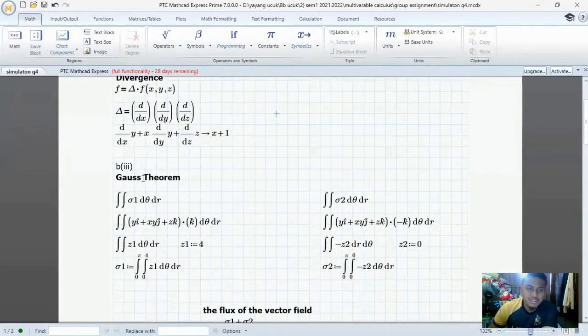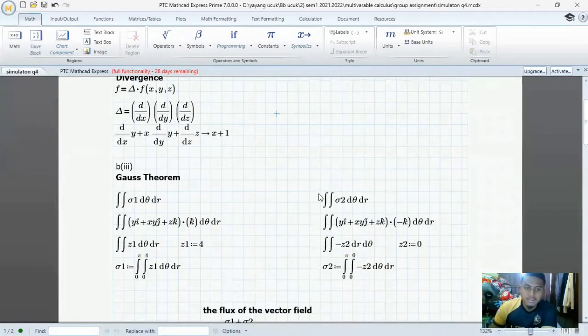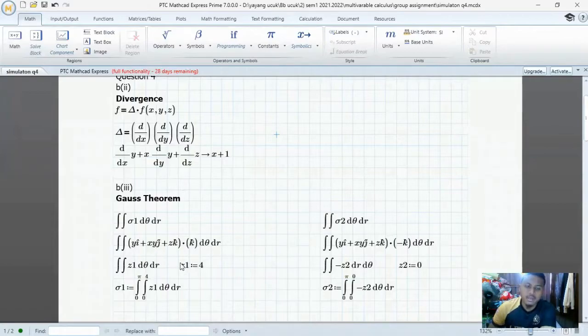For B3, we use the Gauss theorem. I have to divide by 2, and the first equation and second equation are also the same. The difference is just the value of k: this is 1, this is negative 1. After that, the value of z is also different. For the first one z equals 4, and the second one z equals 0.